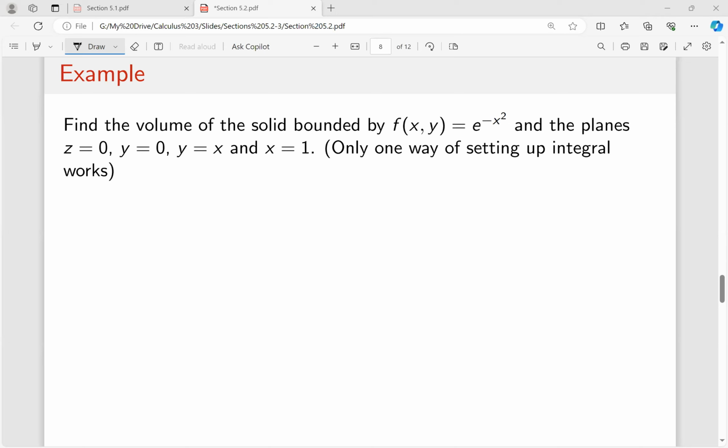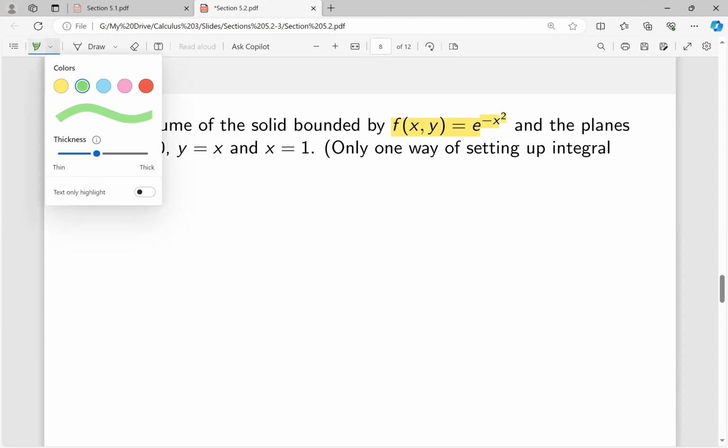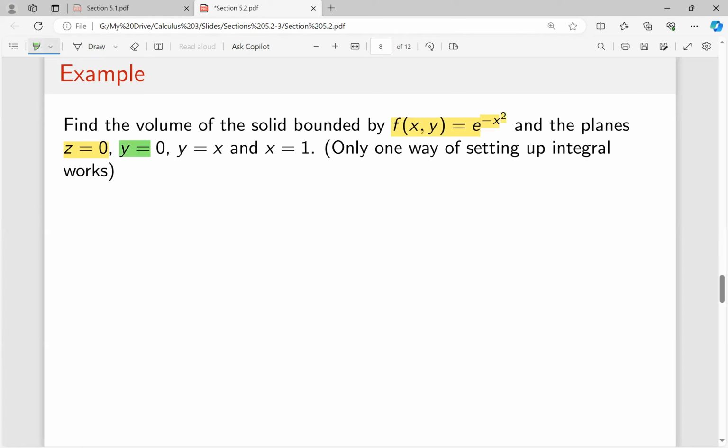So again, I'm going to highlight. I find the volume of the solid bounded by f of x y equals e to the negative x squared, and the planes z equals 0, y equals 0, y equals x, z equals 1. Okay, so you want to figure out which one's going to be your height, which one's going to be your base. So my height is going to be determined by this function and the floor, z equals 0. Whereas my region is going to be determined by y equals 0, y equals x, and x equals 1.